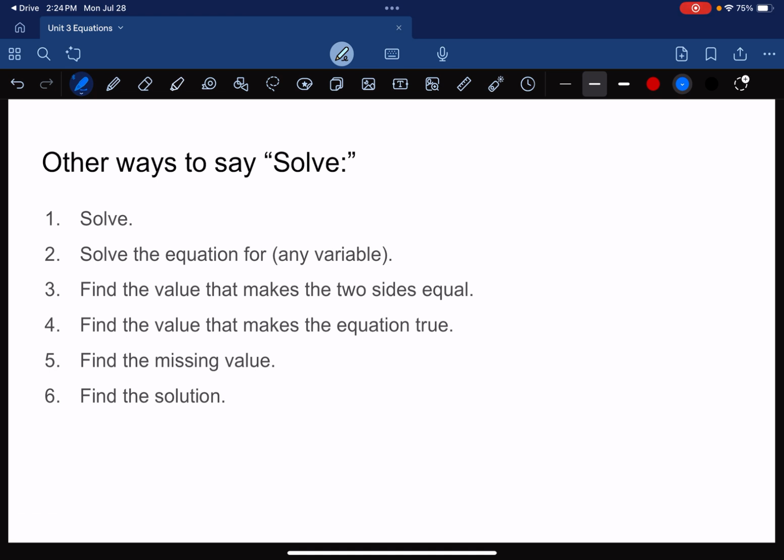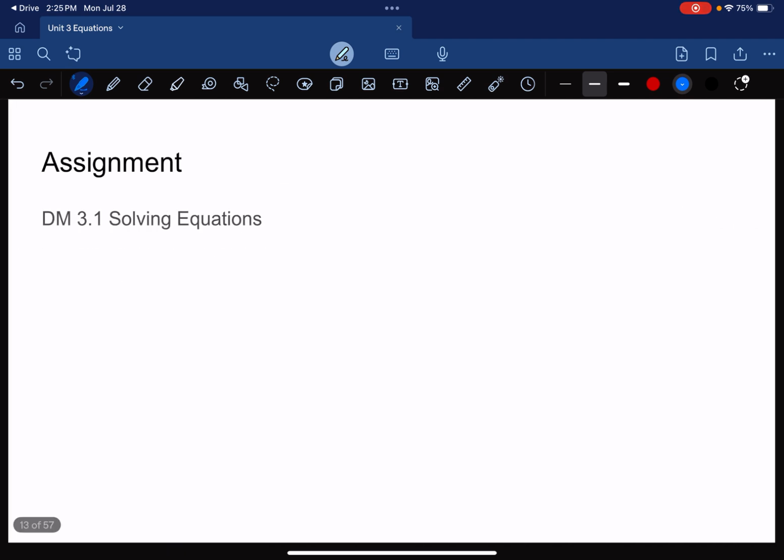Other ways to say solve, just so that you don't get confused by the instructions. I had a student who didn't understand length was the same as distance. He said, find the length instead of finding the distance. And so it would just say solve. It could say solve the equation for x. You could say find the value that makes the two sides equal. Find the value that makes the equation true. Find the missing value. Find the solution. So all those things mean the same thing. They just mean solve. Okay.